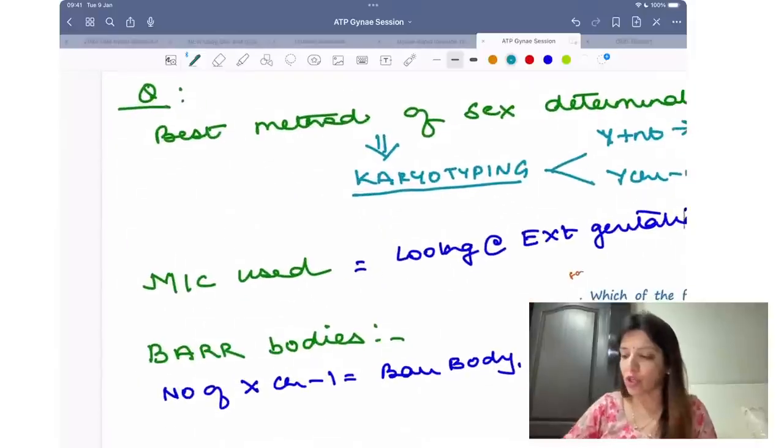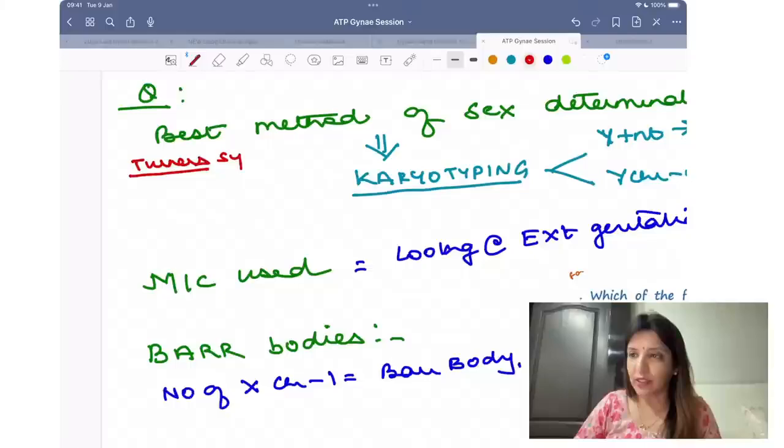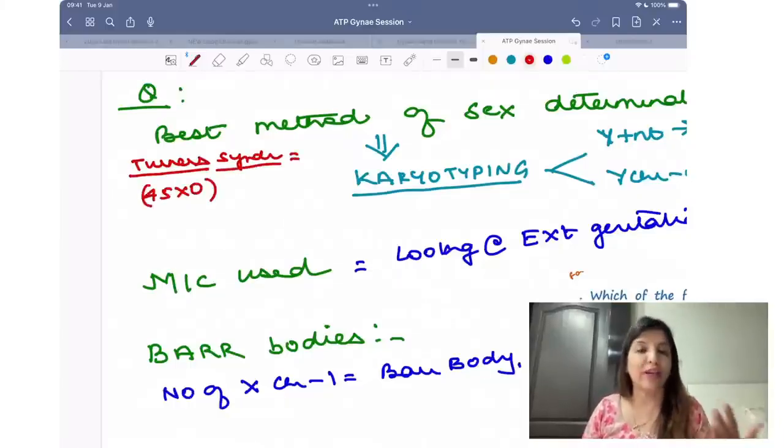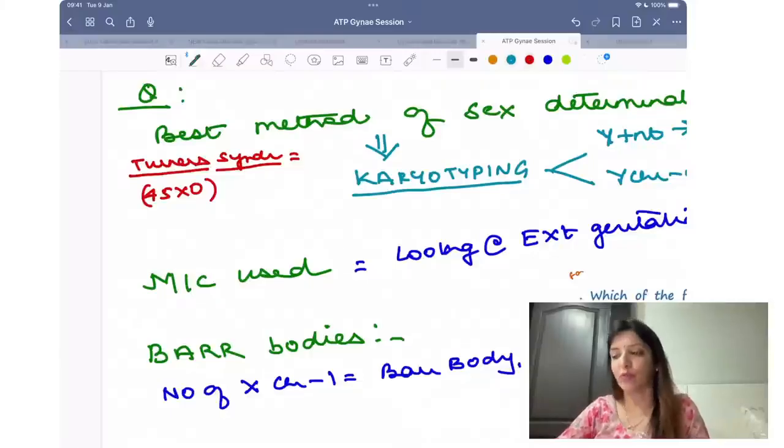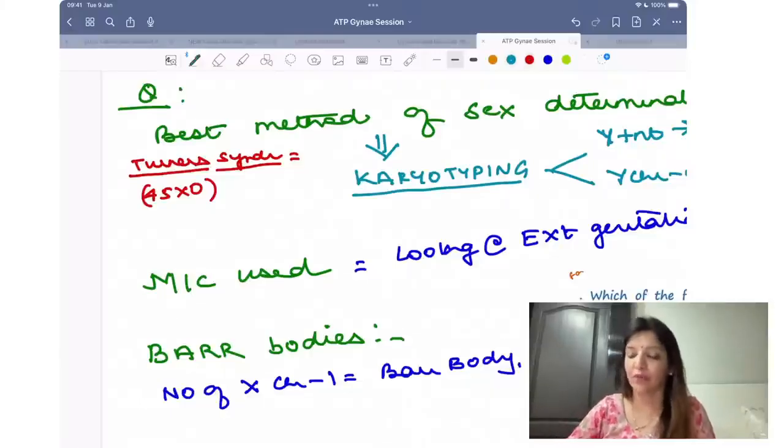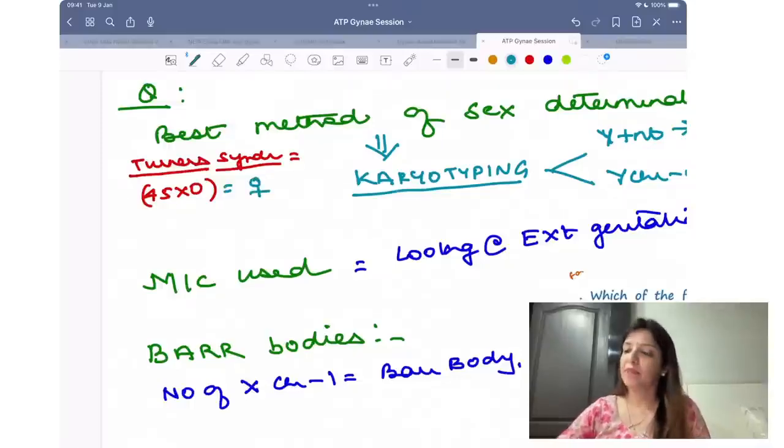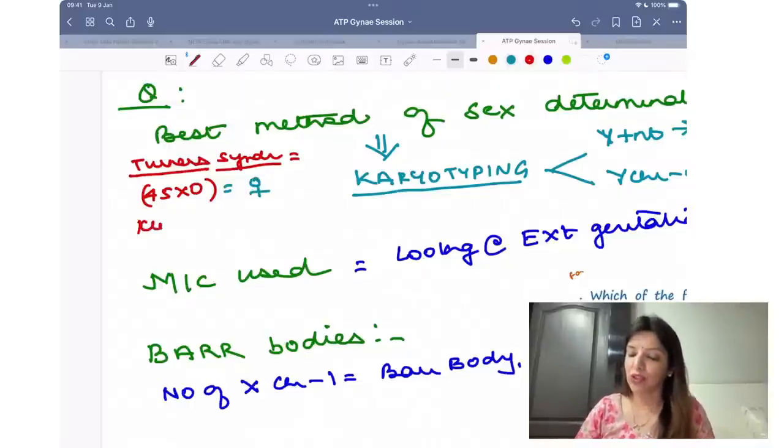So if I ask you, according to karyotype, are Turner syndrome babies male or female? Turner syndrome is 45XO. That means the Y chromosome is absent, so they will be females. Very good. Now tell me, Klinefelter syndrome.